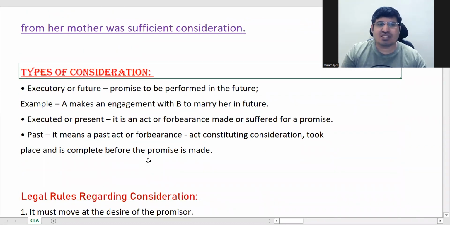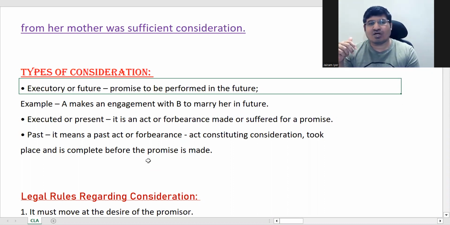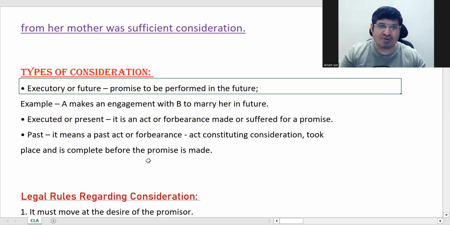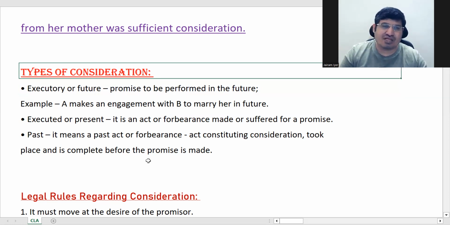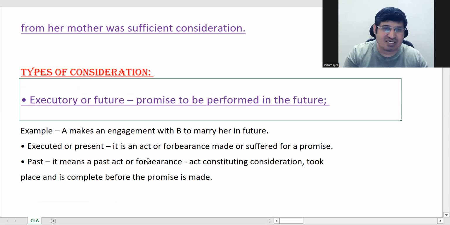Fine. So now, types of consideration. This is very simple. Consideration can be past, present, or future. Say if you are the offerer, you can get a consideration which is past, present, or future. There are two parties, right? So from the point of view of one party, it can be executory. Executory means future consideration.